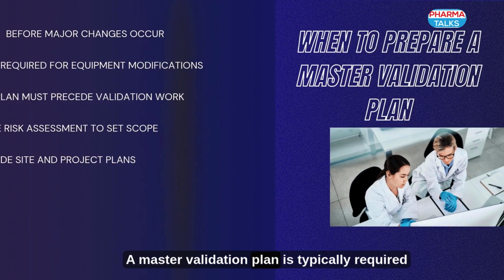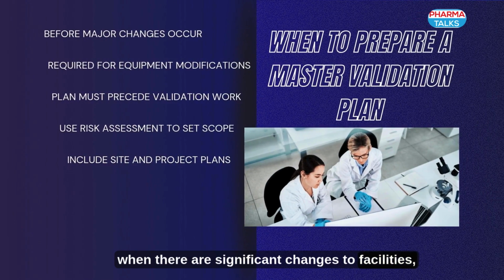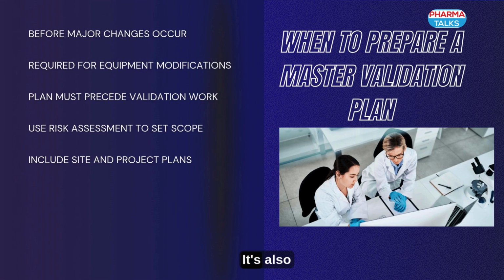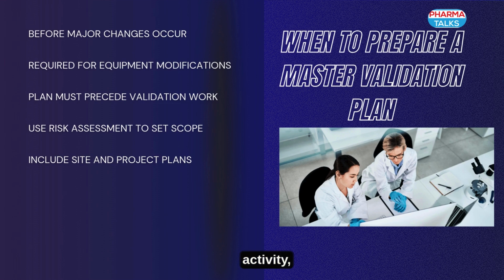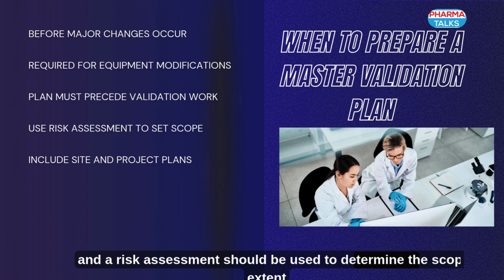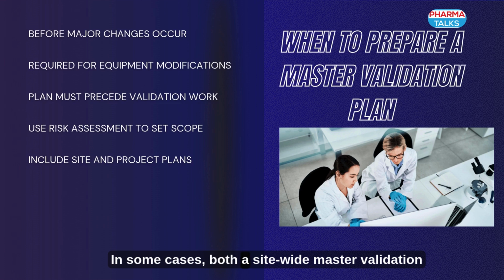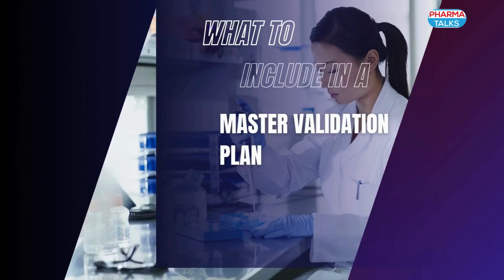A master validation plan is typically required when there are significant changes to facilities, equipment, or processes that could affect product quality. It's also necessary for projects involving major changes to existing equipment. The plan should be available before starting any validation activity, and a risk assessment should be used to determine the scope and extent of validation. In some cases, both a site-wide master validation plan and project-specific plans may be necessary.